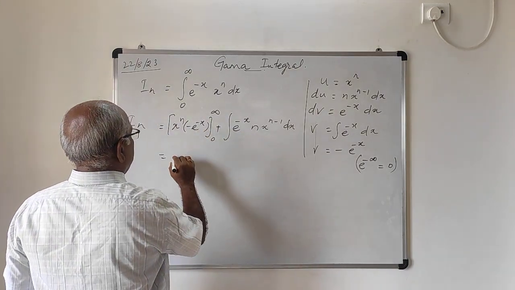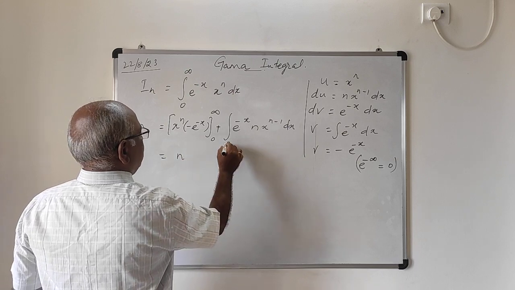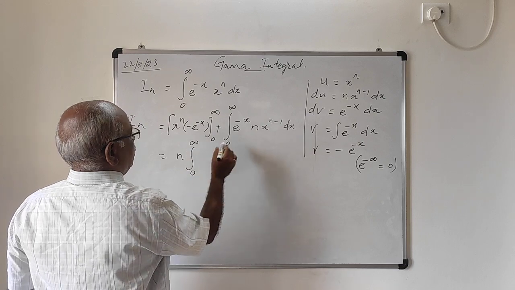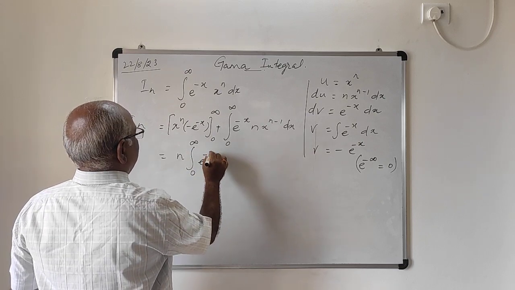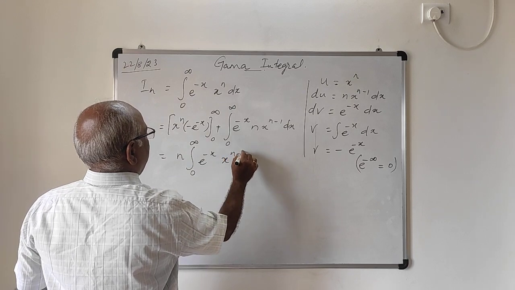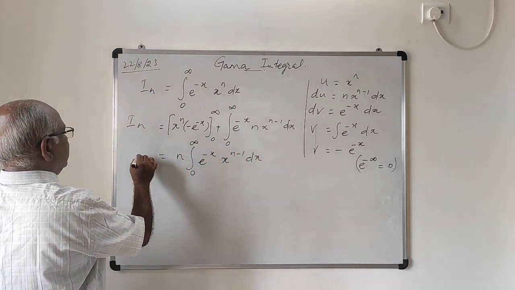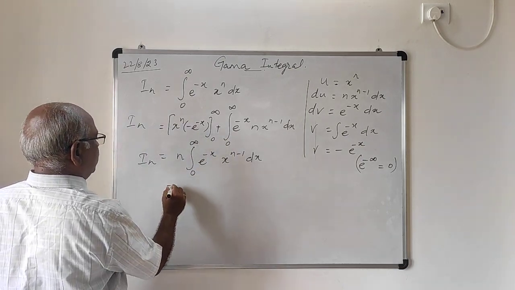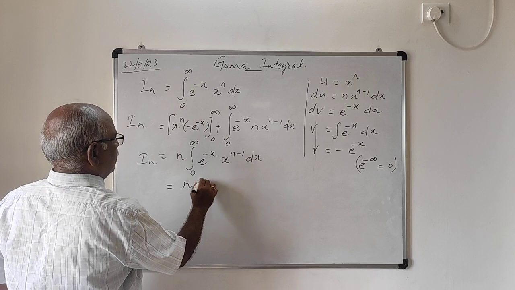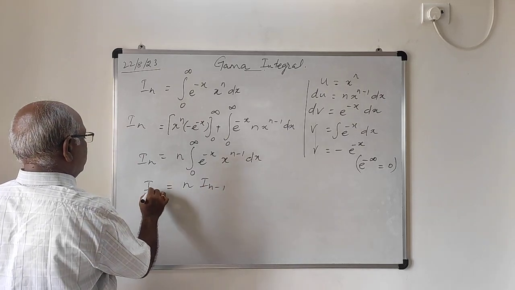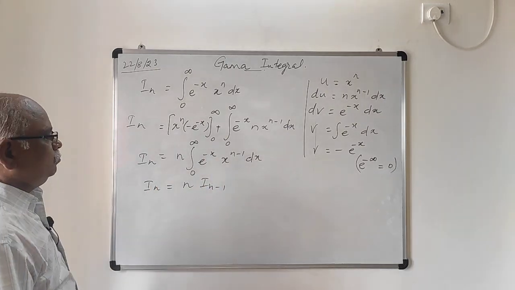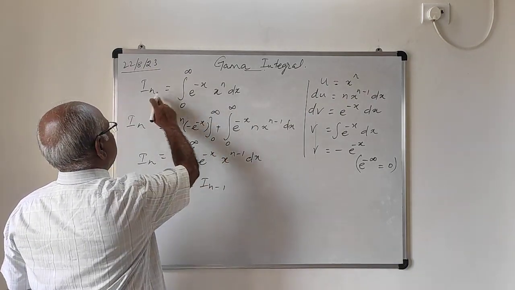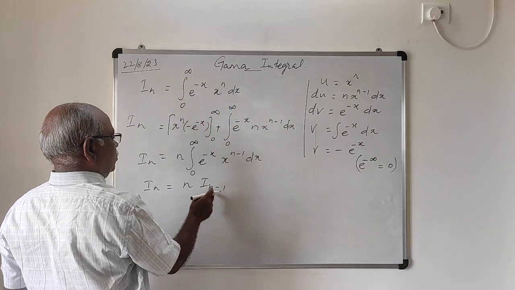And you take this n outside: n into integral 0 to infinity e power minus x into x power n minus 1 dx. After integration, this term reduces to n into I_(n-1). So I_n becomes n into I_(n-1), because the integral 0 to infinity e power minus x x power n minus 1 dx is I_(n-1).